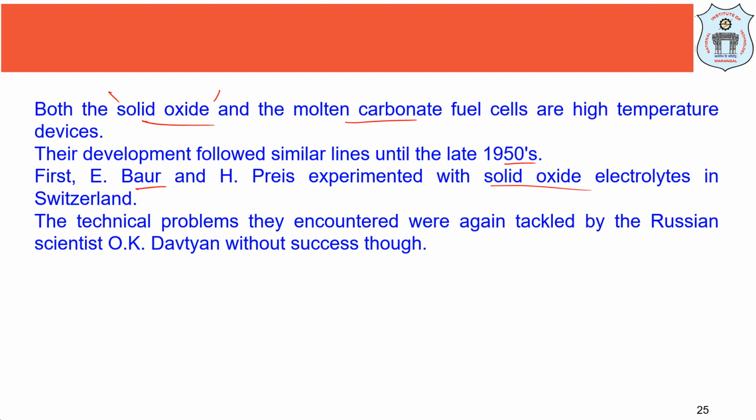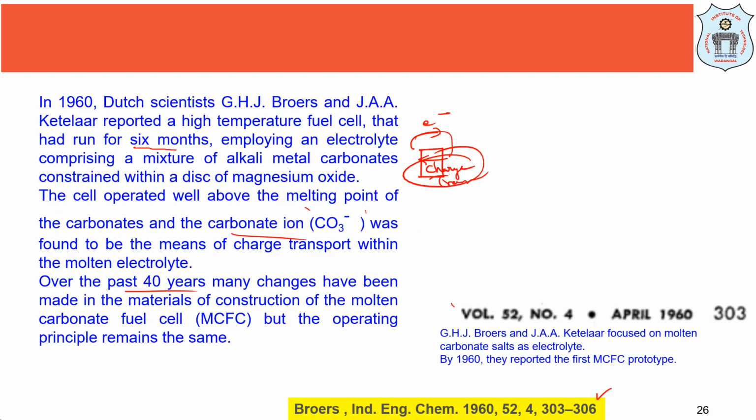So their development also followed similar lines until the later 1950s. Very first, in the 1950s, Bohr et al. did some experiments using a solid oxide electrolyte. That was the first experiment done for the solid oxide fuel cell, where they tried to use solid oxide as the electrolyte. But they faced a lot of struggle. They had technical problems, which were again tackled by the Russian scientist O.V. Davtyan, but he also failed to overcome the technical problems. So this is what happened in the 1950s.